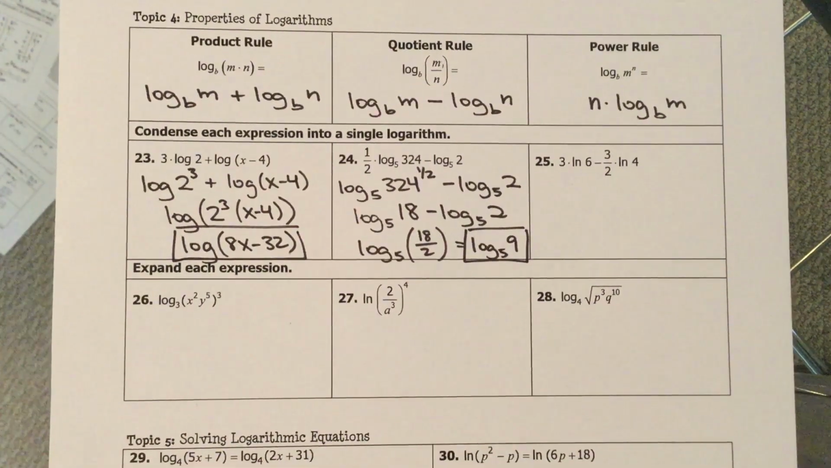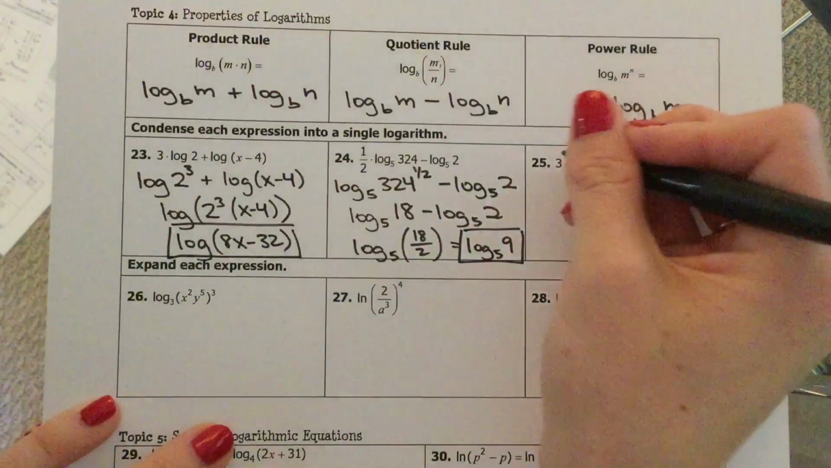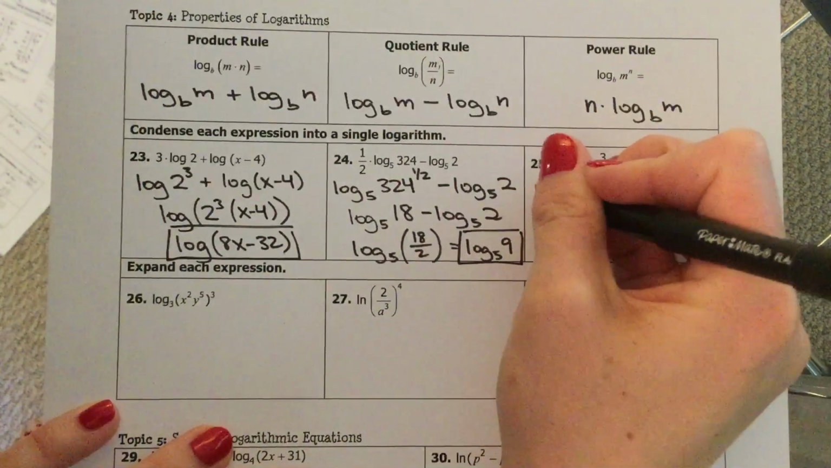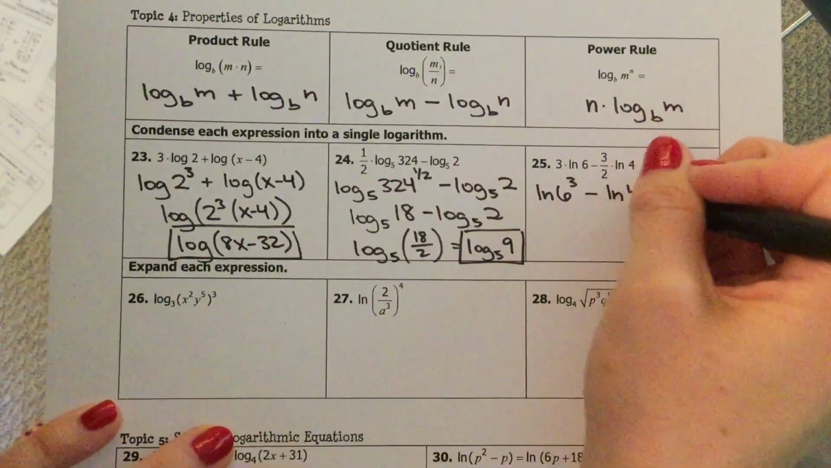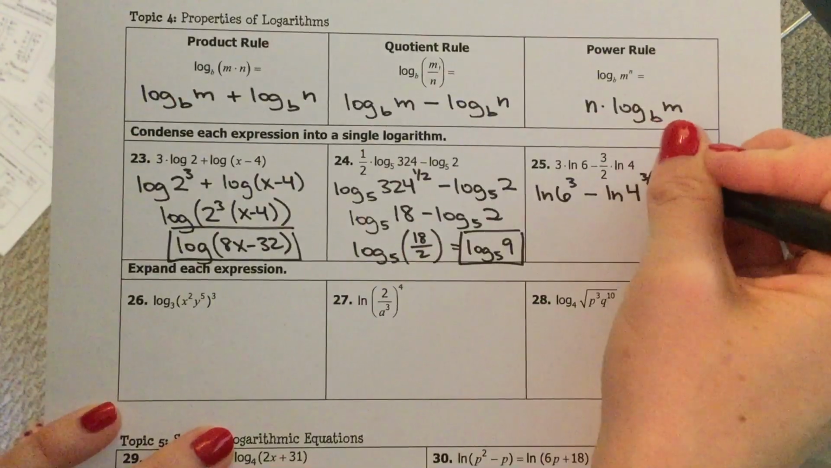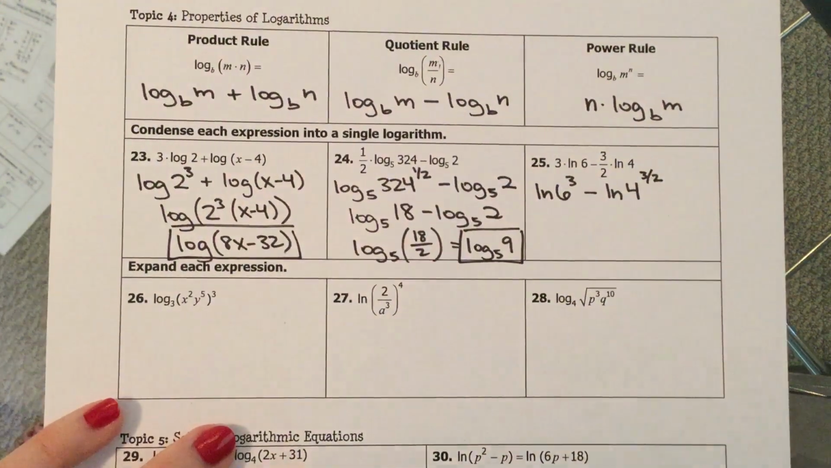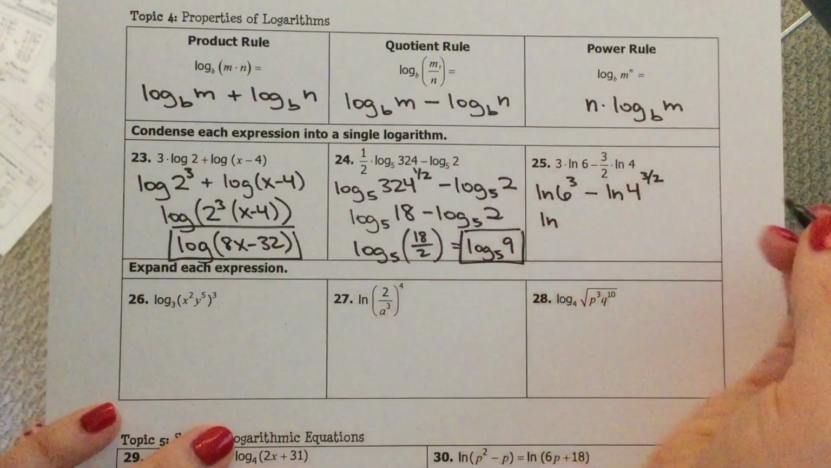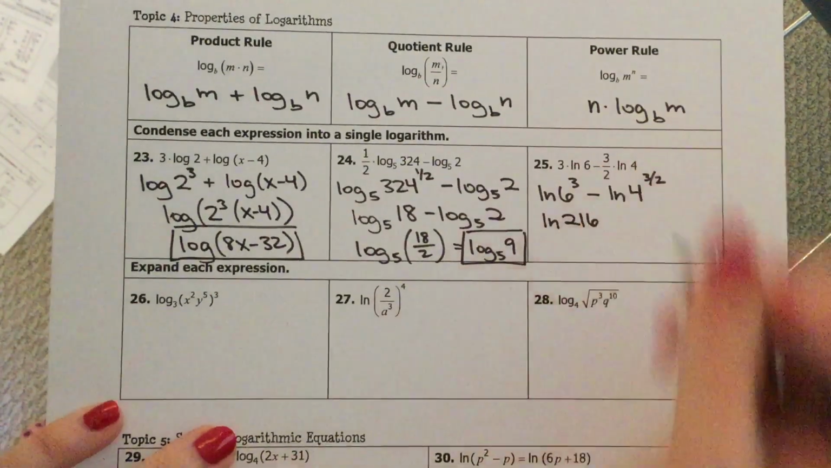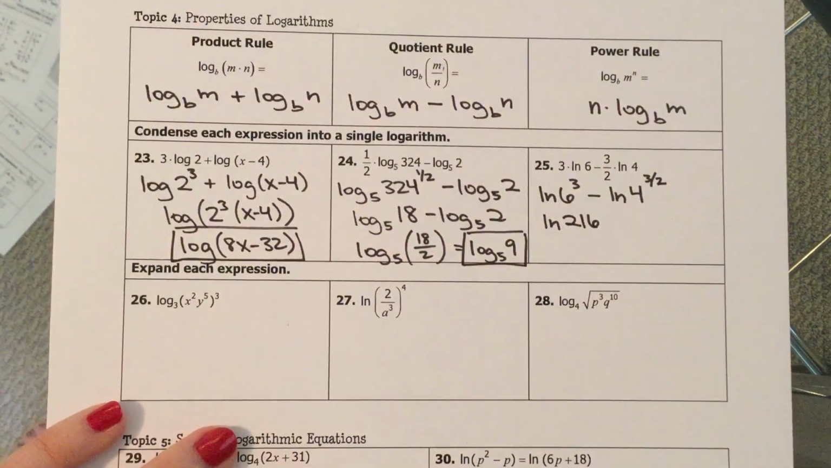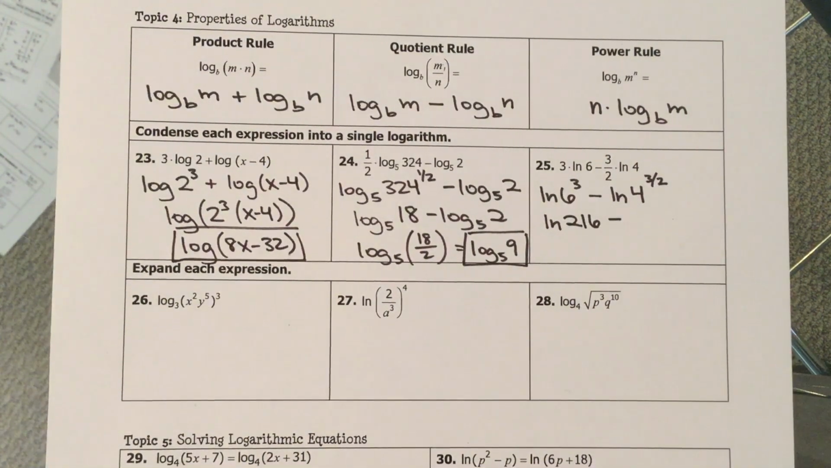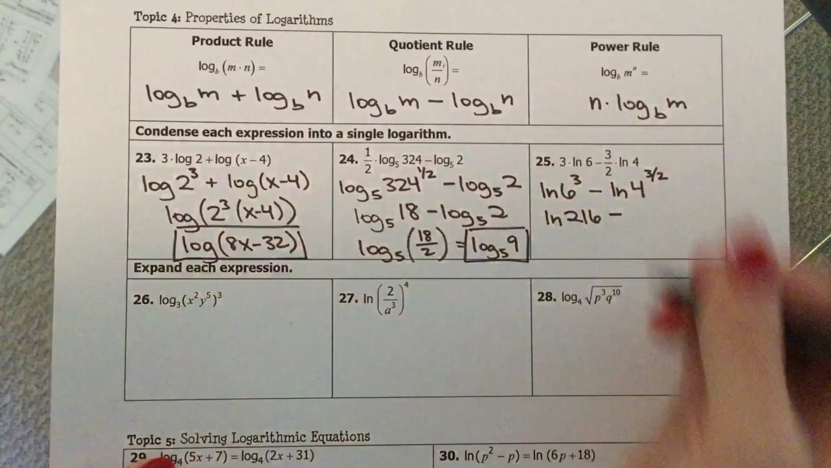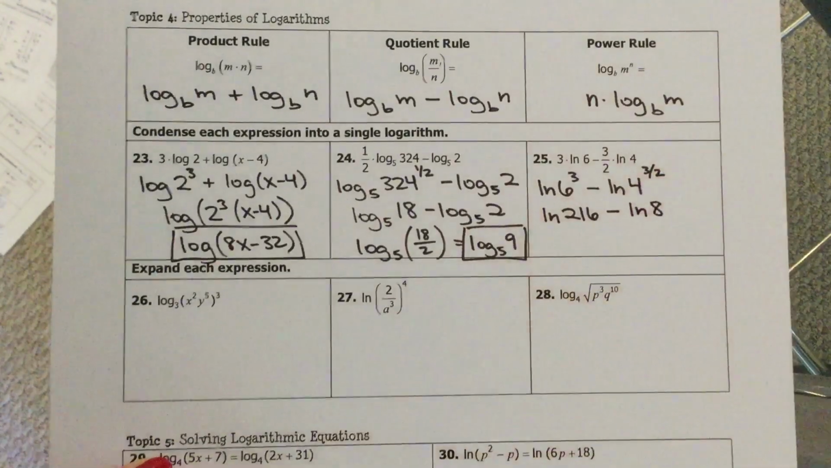Let's do one last condensing example with 25. So here the 3 can move in as an exponent. So I have natural log of 6 to the 3rd minus, and then here the 3/2 can move in as an exponent like that. So let's simplify these numbers first. So 6 to the 3rd is 6 times 6 times 6. That should be a known triple. That's 216 minus the 3/2 power, which is a little bit trickier. 4 cubed is 64, and then the square root of that is 8. So 4 to the 3/2 ends up being 8.